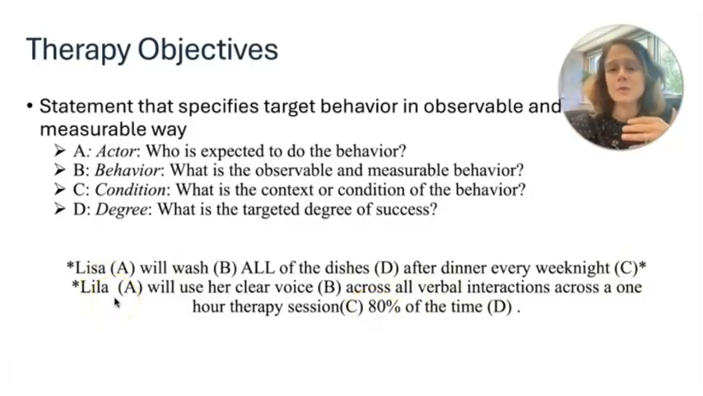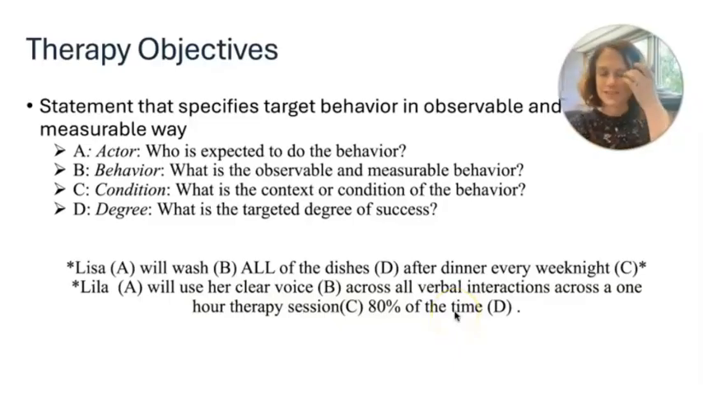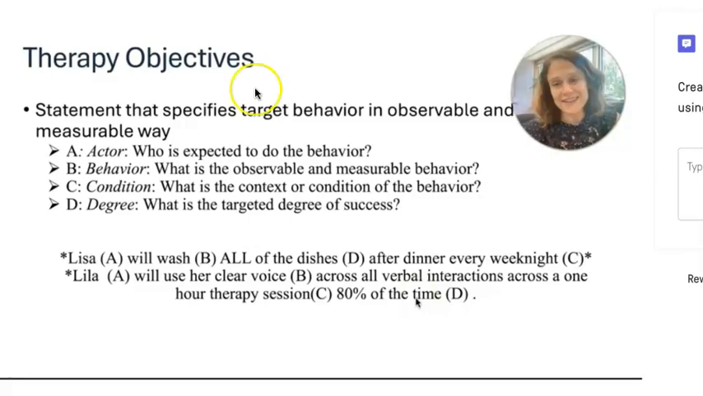One of the goals that I might use in a session with somebody who has a voice problem, who we're working on better vocal technique with, would be Lila, as the actor, will use her clear voice, a particular type of vocal behavior technique, across all verbal interactions across a 1-hour therapy session, which is the condition, and then 80% of the time. So I'm going to see if I can document that. And if she meets that, then.